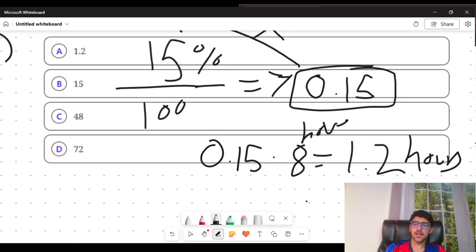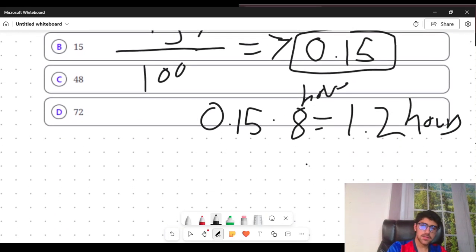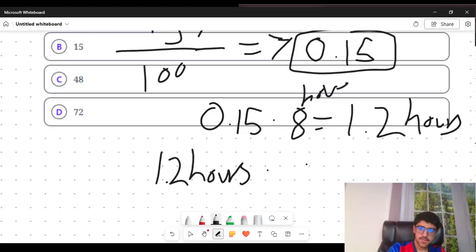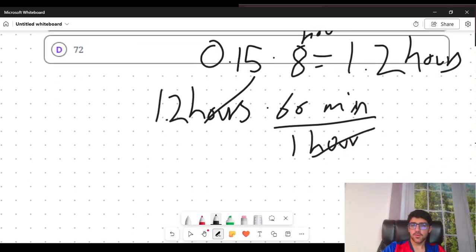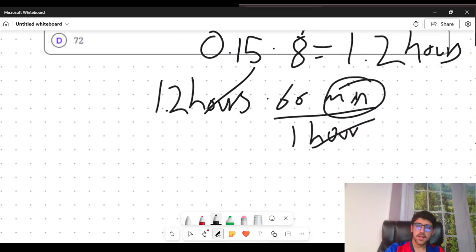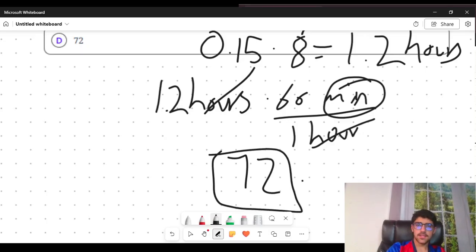But they want it in minutes. So to convert hours to minutes, 1.2 hours times 60 minutes per hour. Those cancel out, and you get 1.2 times 60 gives you minutes. So 1.2 times 60 is 72. Just going to make sure. 1.2 times 60 is, yeah, it's 72. So that is the number of minutes that she spends in her meetings.